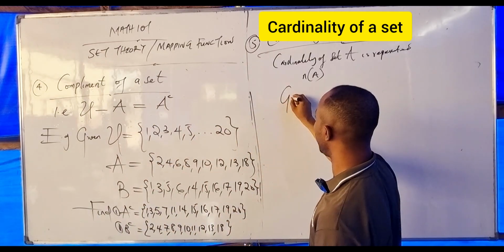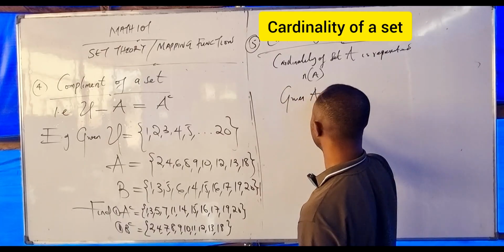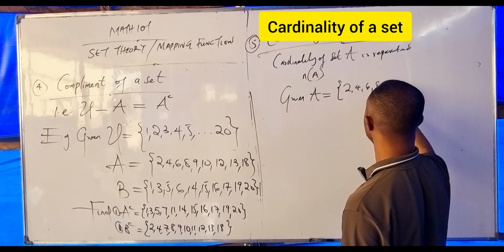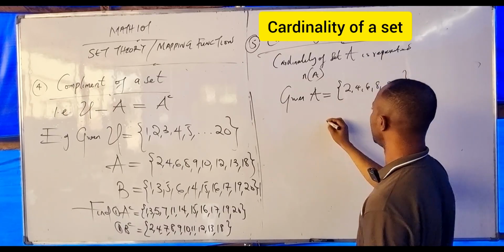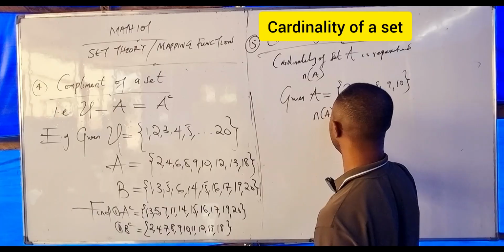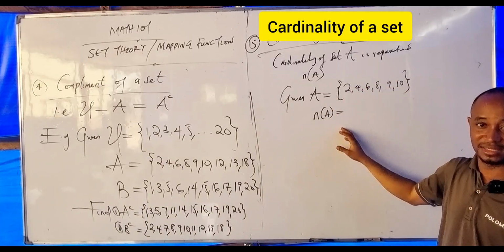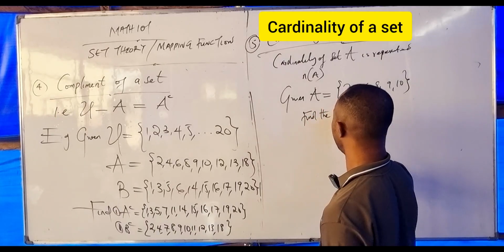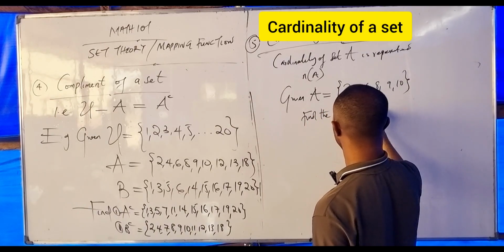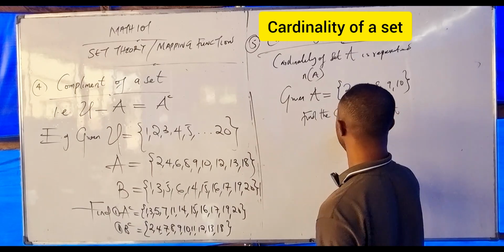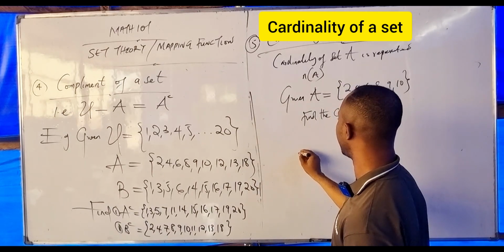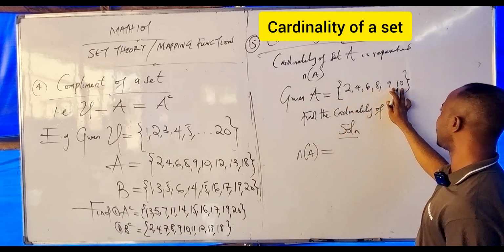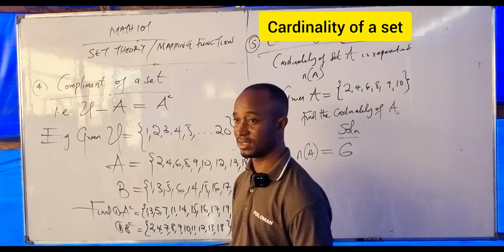So for instance, if we are given that set A equals 2, 4, 6, 8, 9, 10, what is the number of elements in A? NA means what? Cardinality, right? Find the cardinality of what? Of A. Now, what do we do here? Cardinality of A means what? NA, right? What's the answer here? 1, 2, 3, 4, 5, 6. This is simple, right?